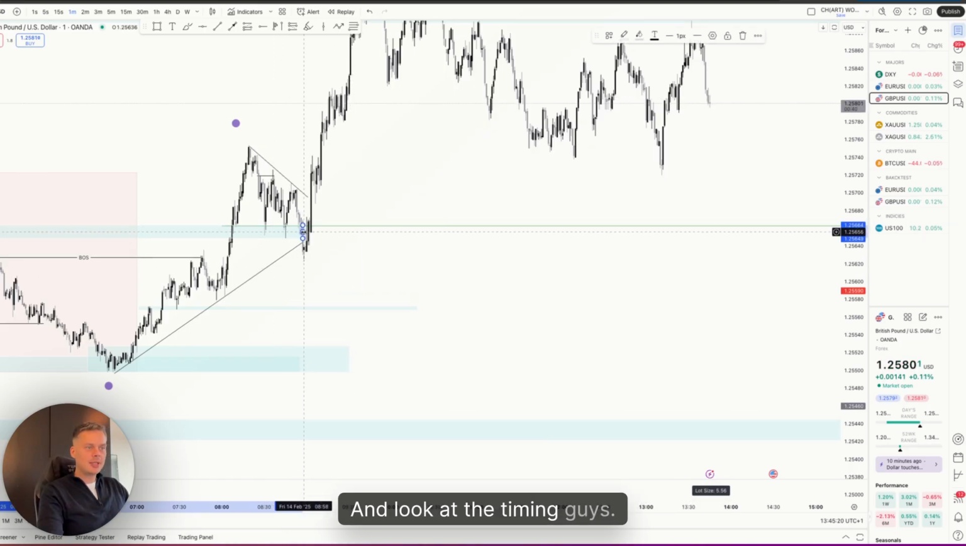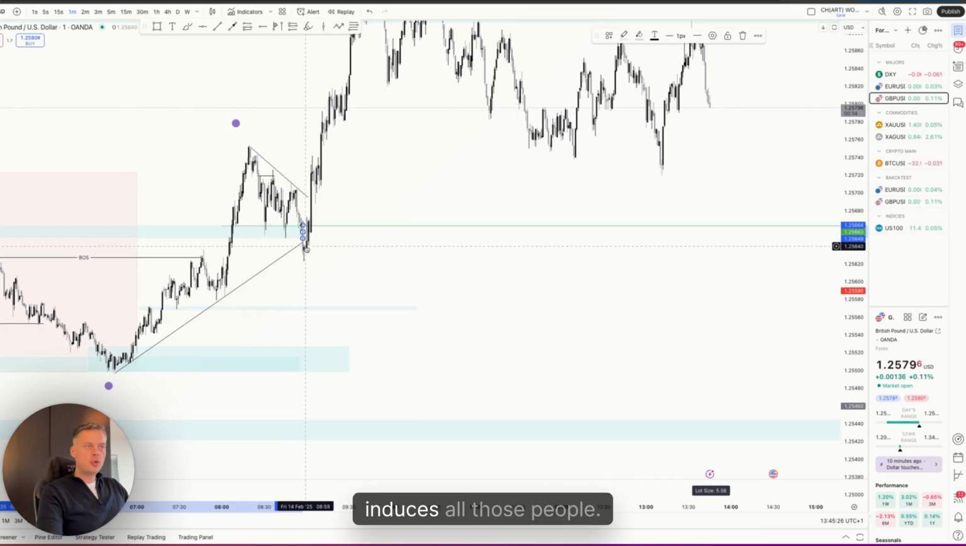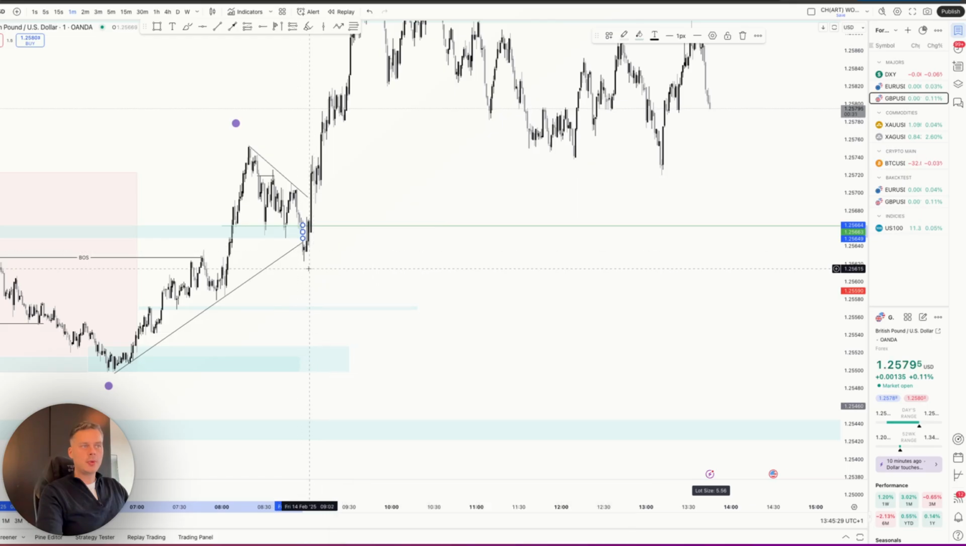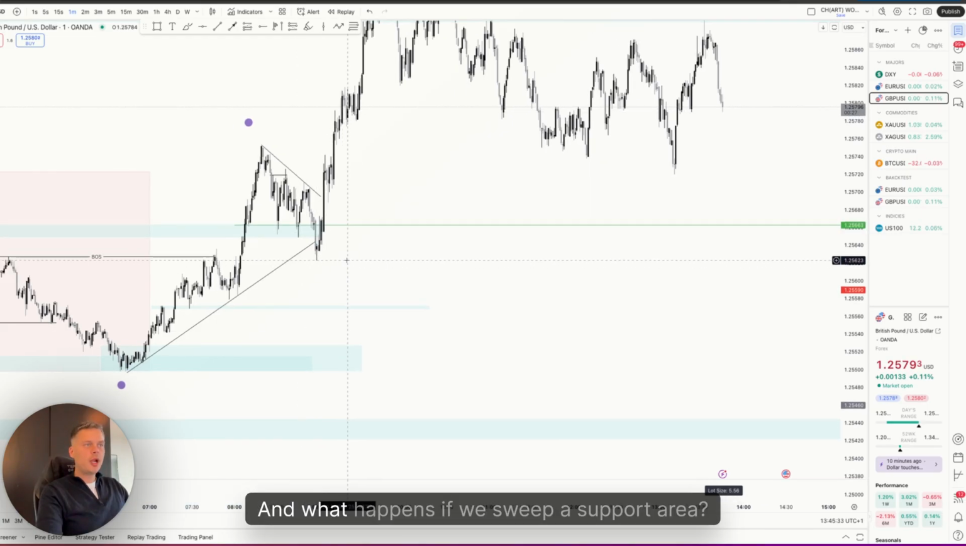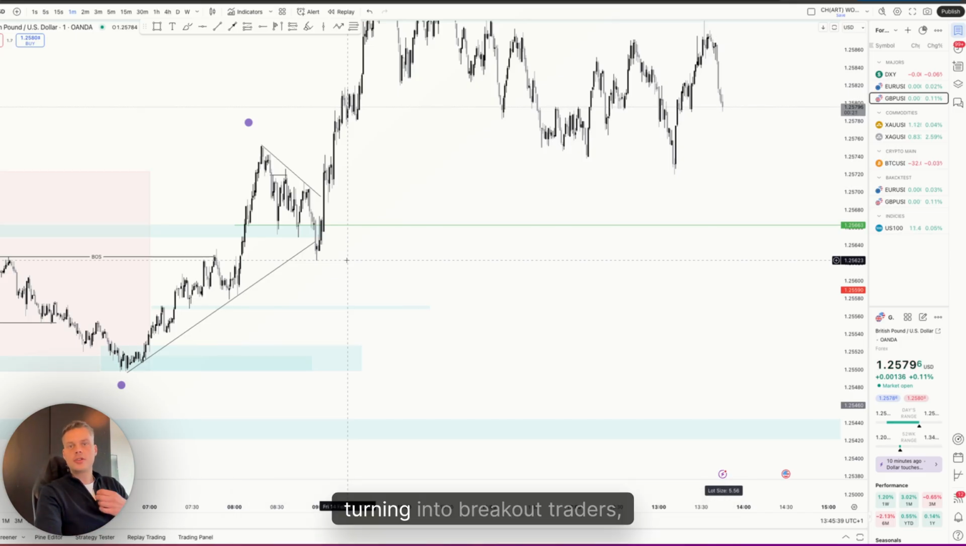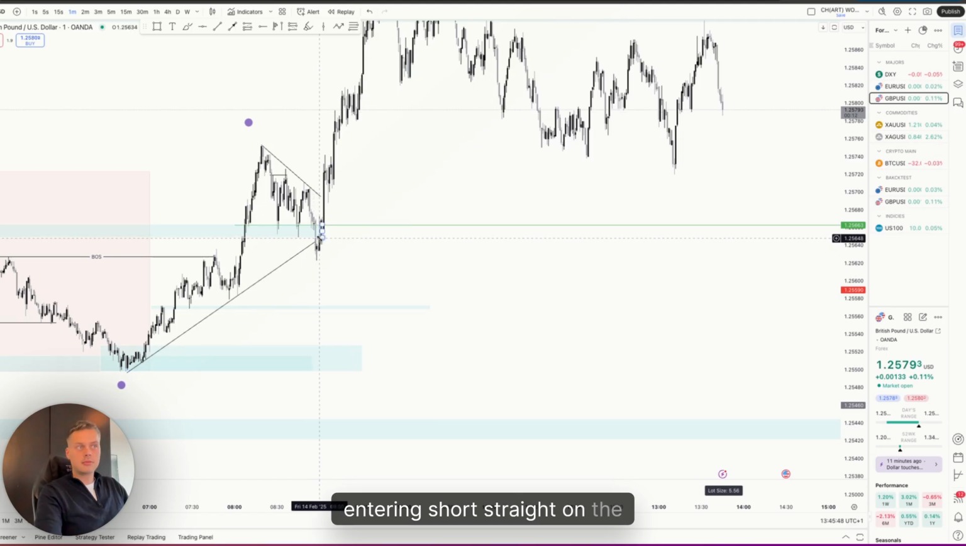And look at the timing, guys. It's 2 minutes before 9, which is 2 minutes before the London Open. And it induces all those people. So it takes out the trend line, it takes out the support area. And what happens if we sweep a support area? Those support and resistance traders now are turning into breakout traders, right? Price breaks out of a support area and they are entering short straight on the sweep for us.